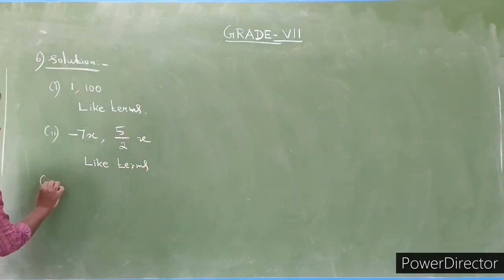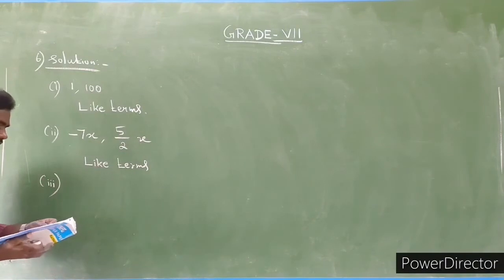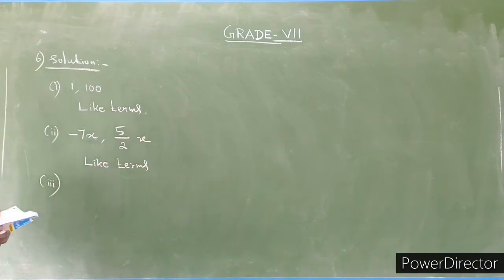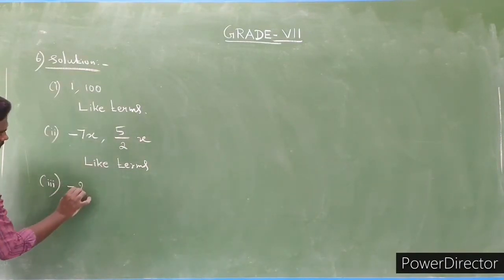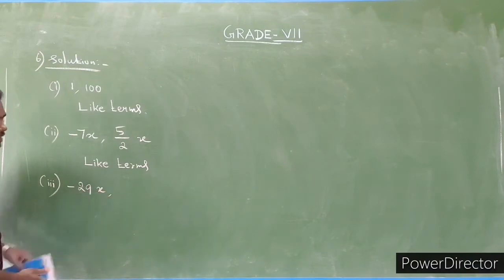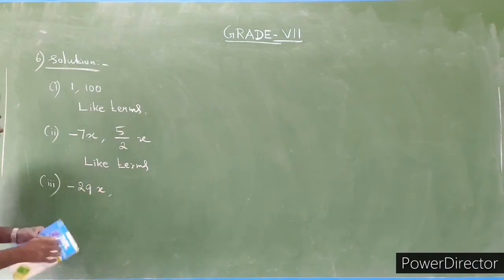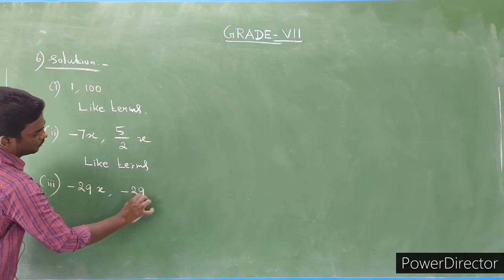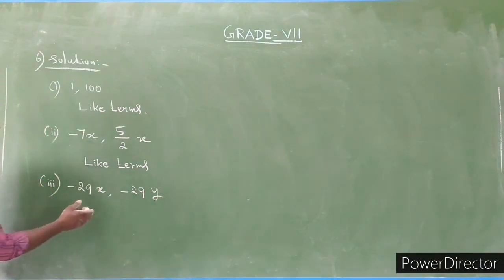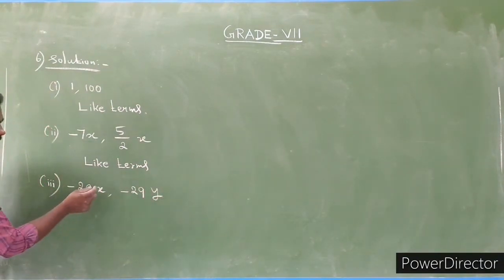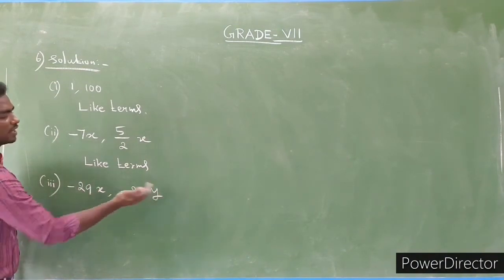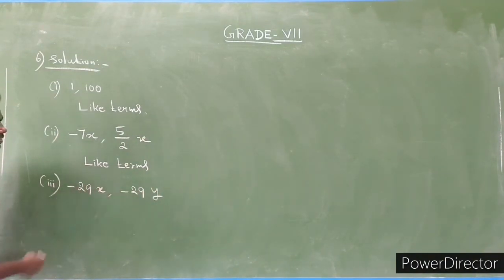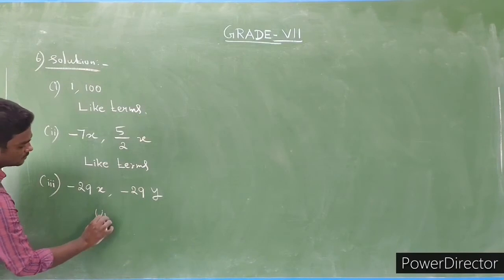And the third one is minus 29x and minus 29y. We know these two terms are unlike terms because the variable of the first term is x and the variable of the second term is y. So these two terms are called what? Unlike terms.